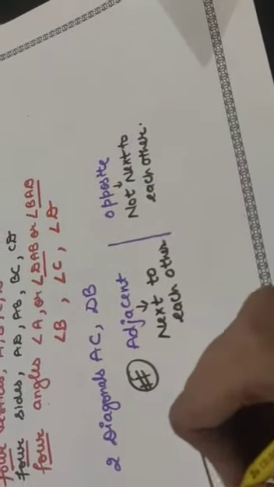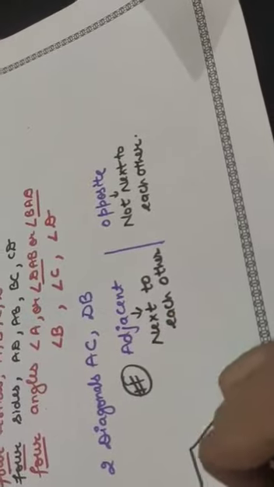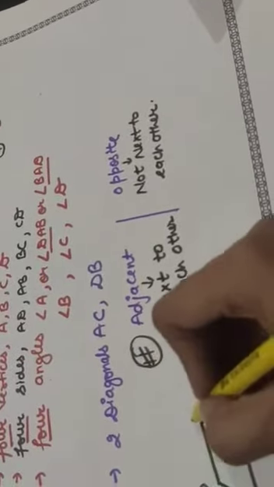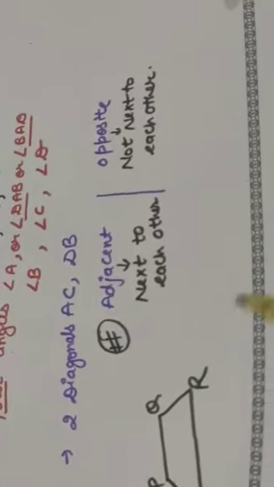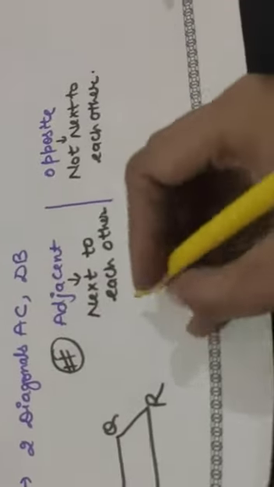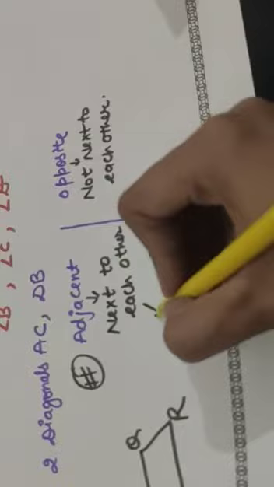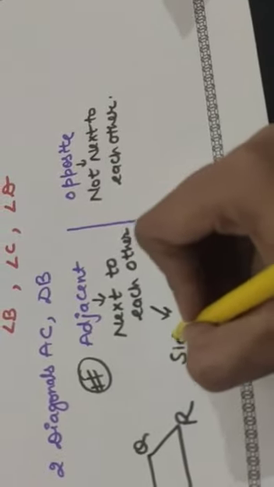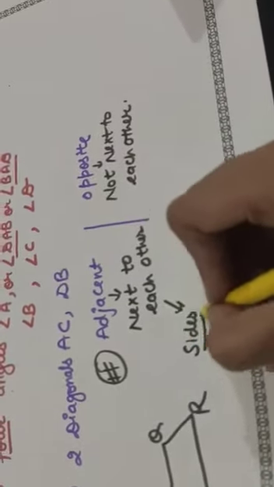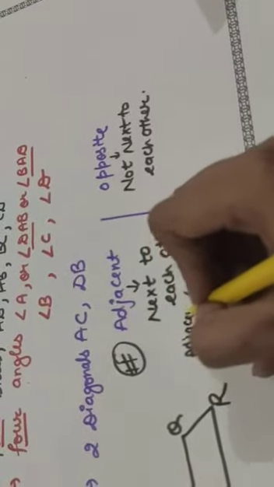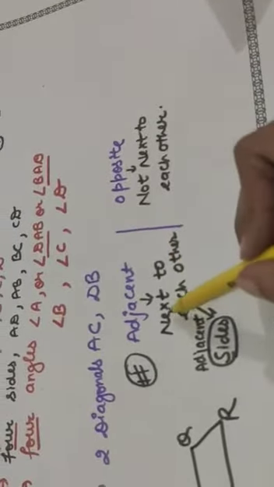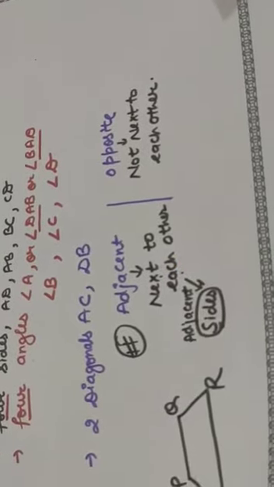Some other quadrilateral. Let us just name it P, Q, R, S. You have to find out the adjacent sides. So adjacent sides are those sides which are next to each other.